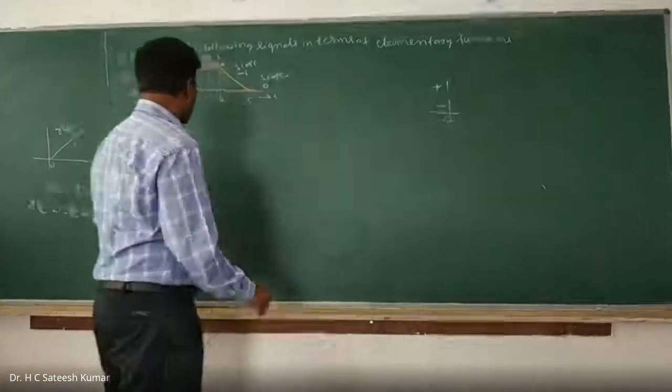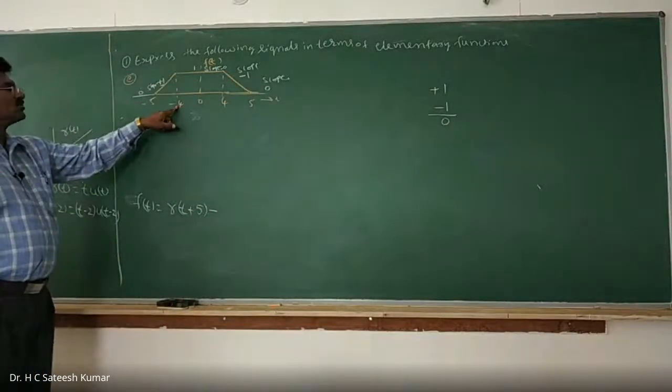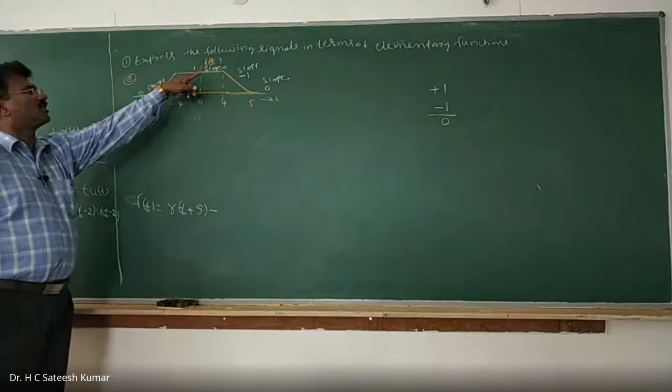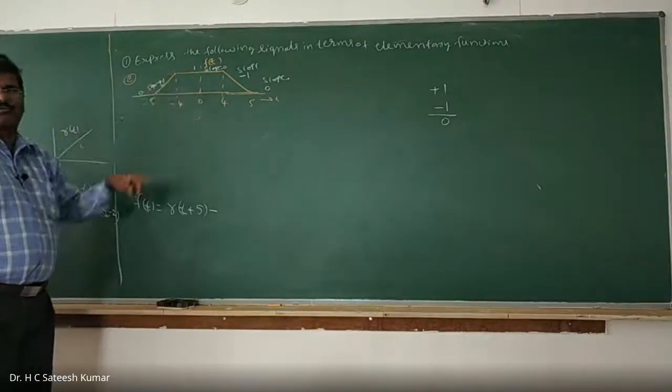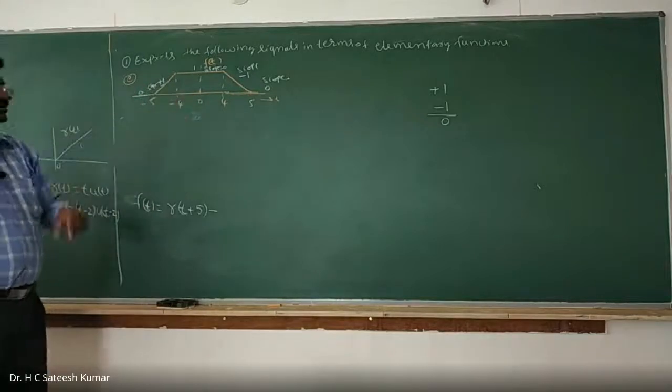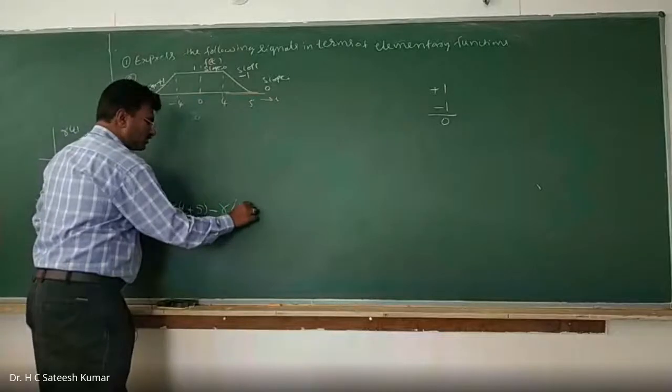So therefore, I should add minus. Starting from where? I want the slope of 0 starting from minus 4. Therefore, I should add a slope of what? Plus 1 to minus 1, minus r of t, starting from minus 4. So r of t plus 4.